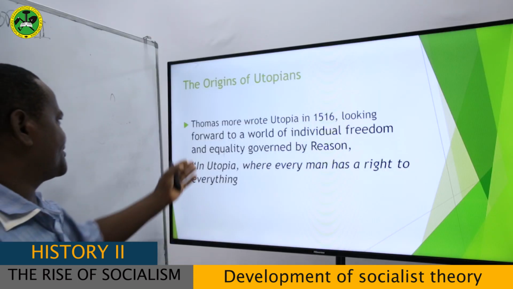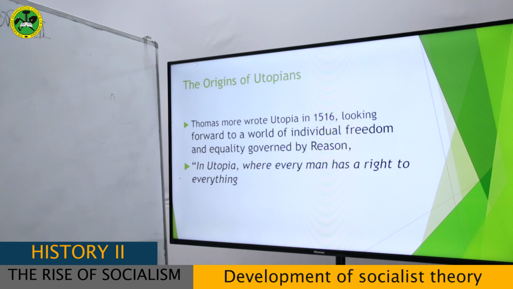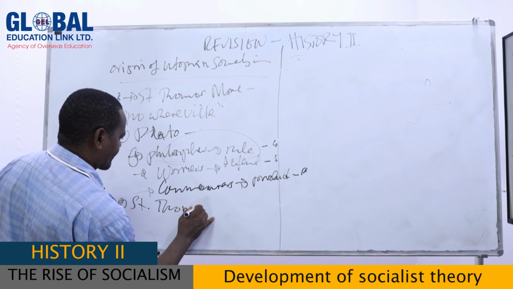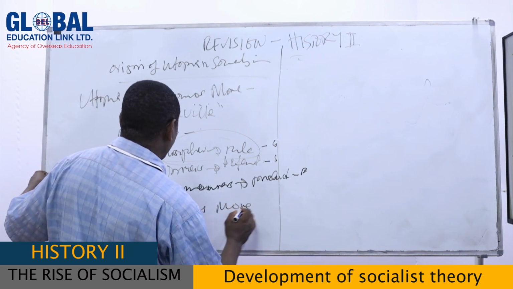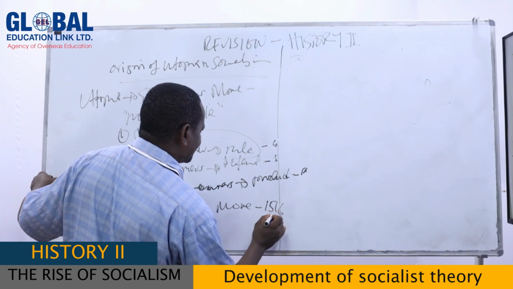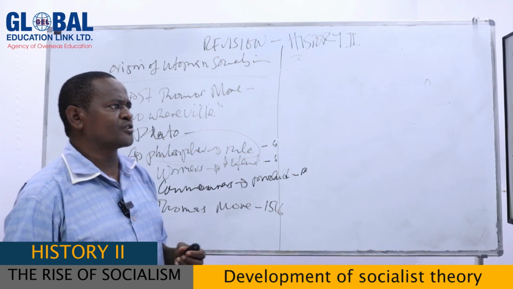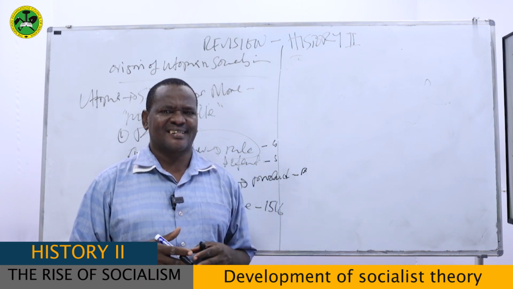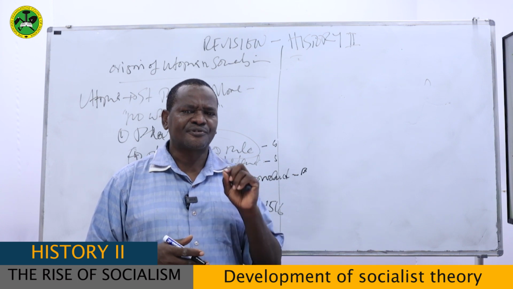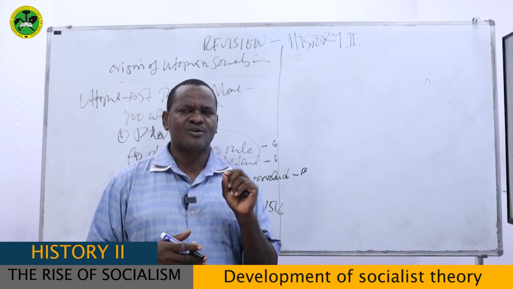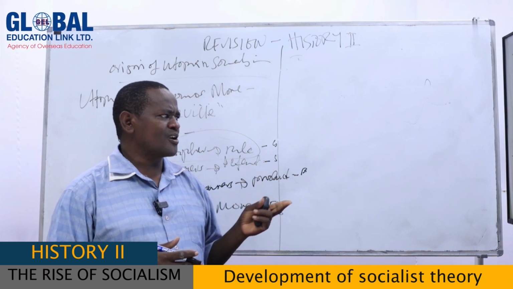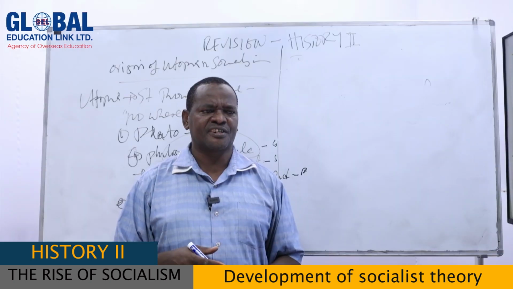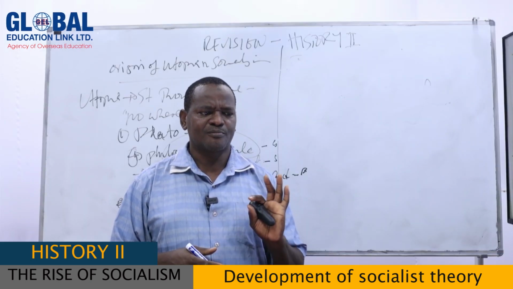The second area is from St. Thomas More. As we said, in 1516, St. Thomas More wrote a book which is called Utopia. He was looking forward to individual freedom and equality, a society which will be governed by reason, where there will be equality and freedom. And in Utopia, of course, he said, every man has the right to everything. That is the idea which was given by St. Thomas More.